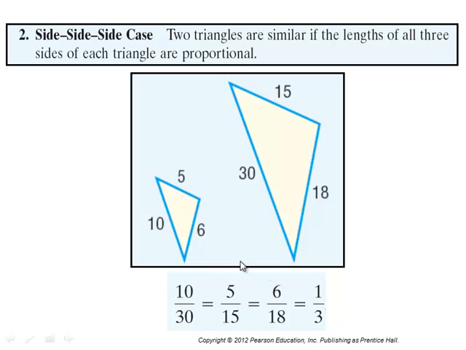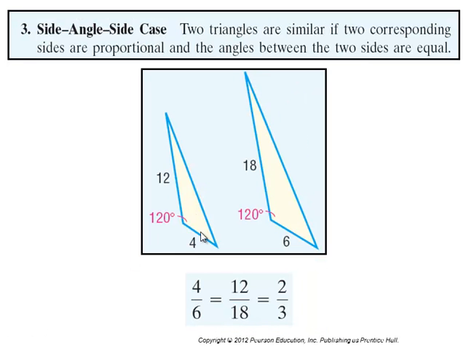Another way you could do this is to say that 10 is to 5 as 30 is to 15. Or 5 is to 6 as 15 is to 18. Or 30 is to 18 as 10 is to 6. Those ratios are the same for those two triangles.